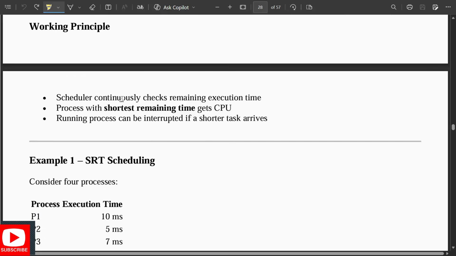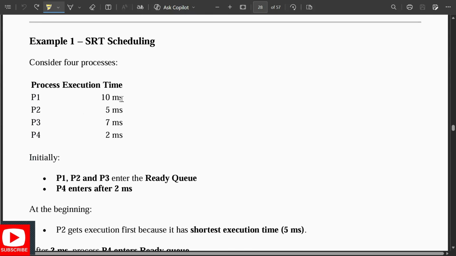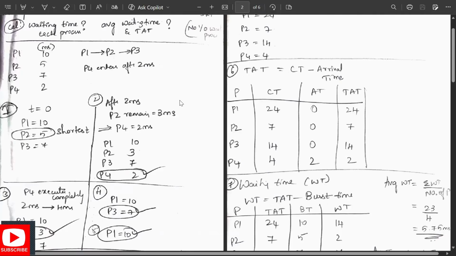So let us go through it with the help of an example. In this SRT scheduling example, we have 4 processes. Consider P1, P2, P3 and P4 having 10 milliseconds, 5 milliseconds, 7 milliseconds and 2 milliseconds. Initially, P1, P2, P3 enter the ready queue. After 2 milliseconds, P4 will come into the queue. Now you have to calculate the waiting time and TAT, average waiting time and average TAT.